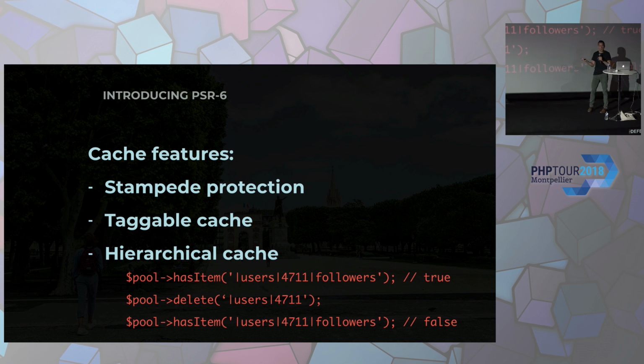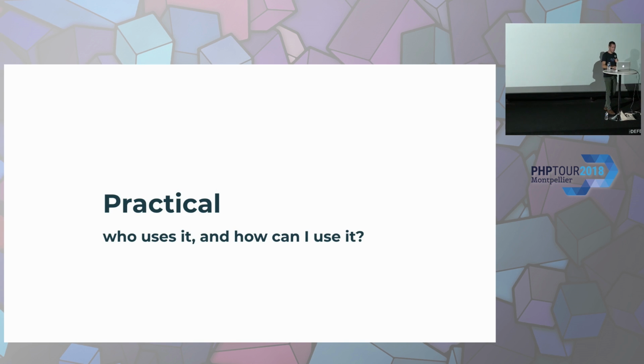This basically uses the same tag cache as well, to remember all the items that are below this key. So it's kind of recursive. So let's get a little bit more practical. This has been pretty theoretical and high level. So who uses it, and how can I start using PSR6?